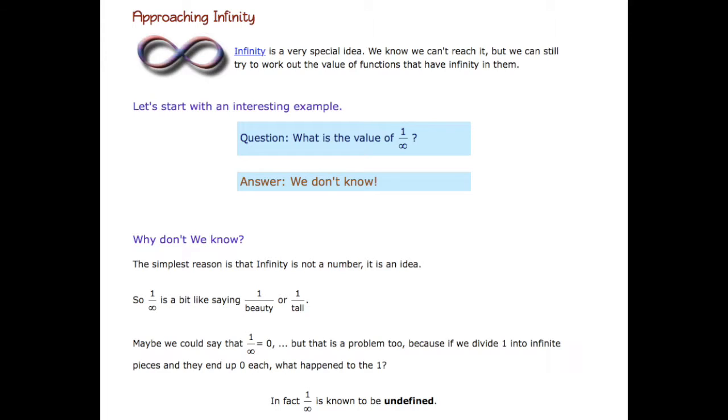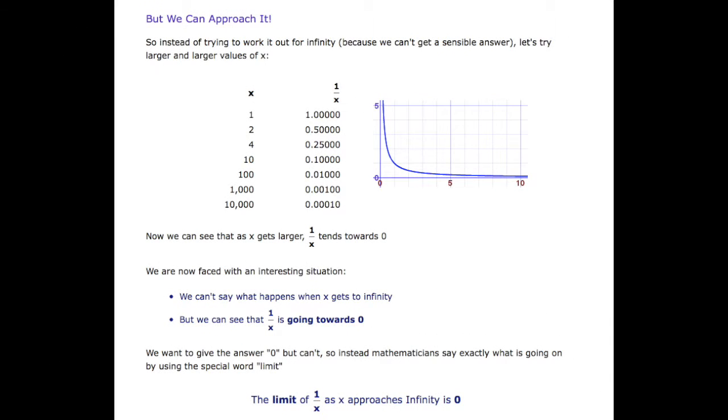Maybe we could say that 1 over infinity is equal to 0, but that is a problem too. Because if we divide 1 into infinite pieces and they end up 0 each, what happened to the 1? In fact, 1 over infinity is known to be undefined. But we can approach it.